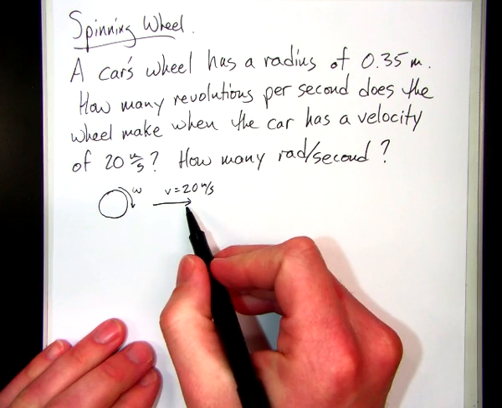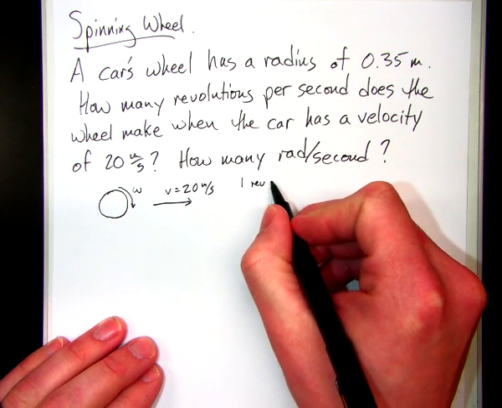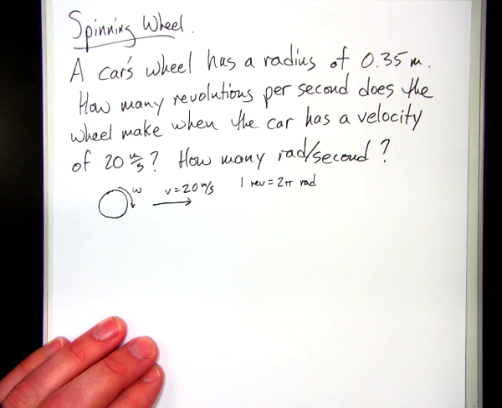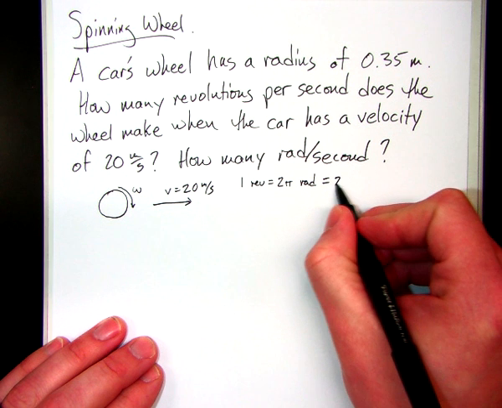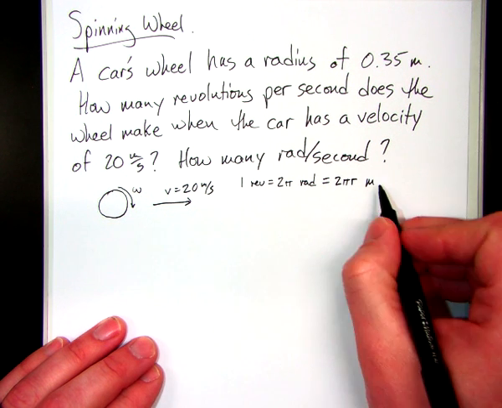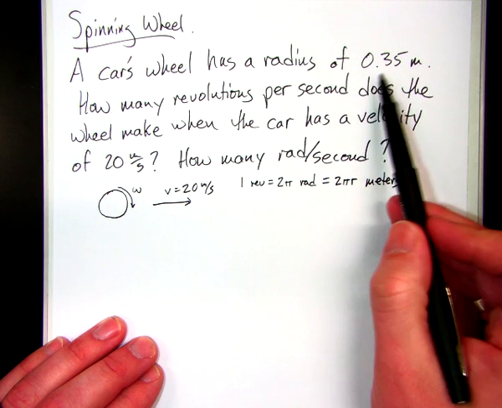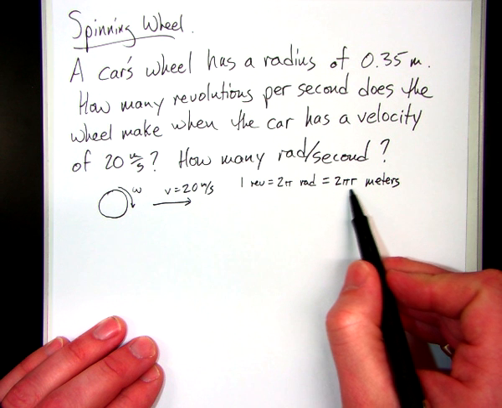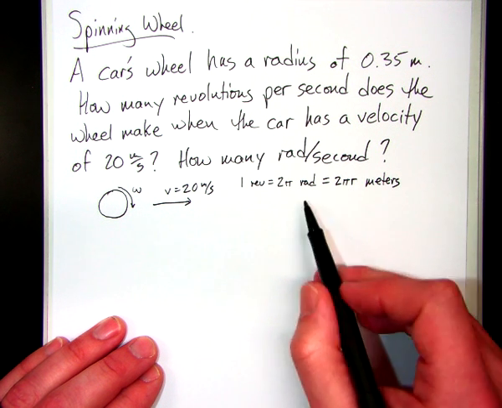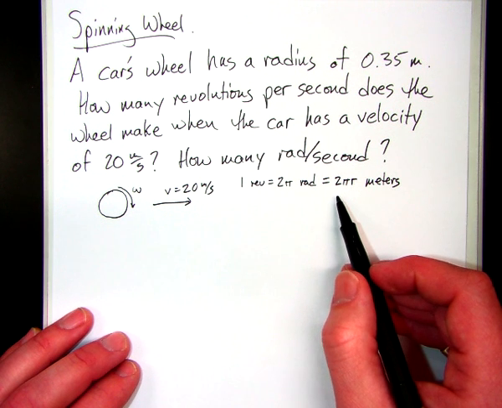So, a couple things to know from the beginning. One revolution around a circle is going to be 2 pi radians. It also happens to travel a distance of 2 pi r meters, if we're measuring in meters. So since this wheel has a radius of 0.35 meters, once we put in meters for r, we're taking a number with no units times meters, so that's going to give us a circumference in meters. And this is also equal to 360 degrees.